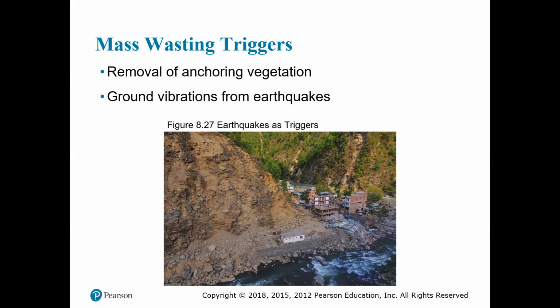Where we don't have plants, where we don't have vegetation, mass movement is enhanced, especially if we look at the angle of the slopes. When anchoring vegetation is removed, surface materials tend to move downslope. So we tend to get these mass wasting events. Now, one thing you may not think about in terms of removal of vegetation and triggering these mass wasting events are wildfires.